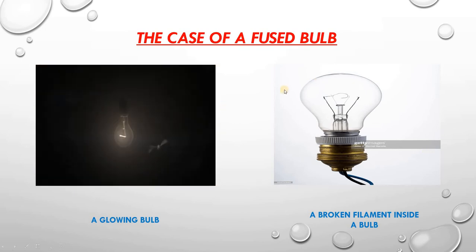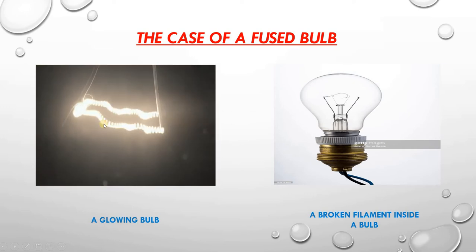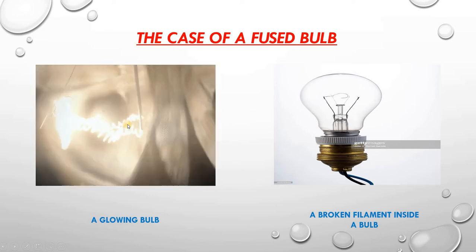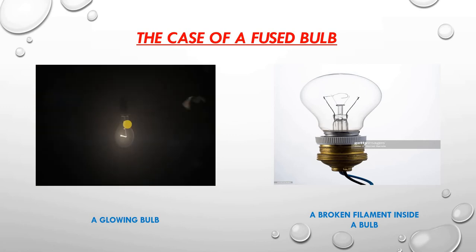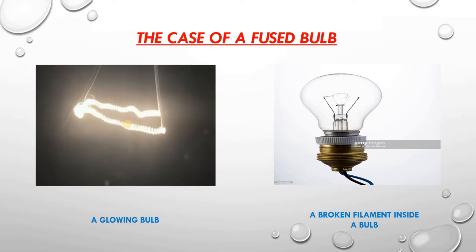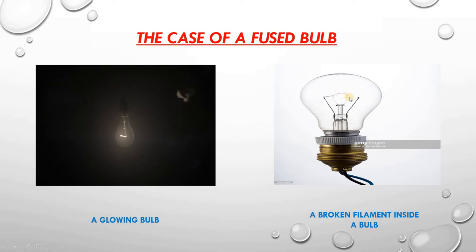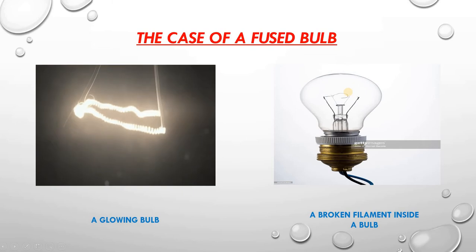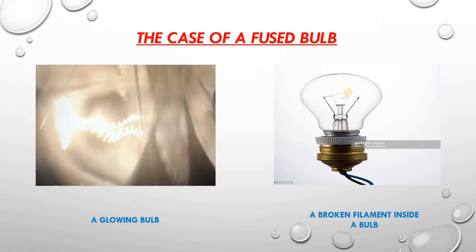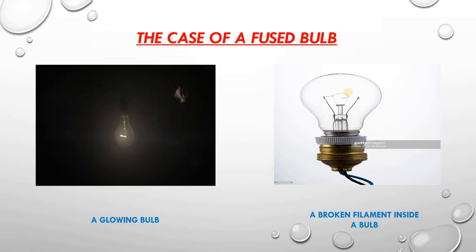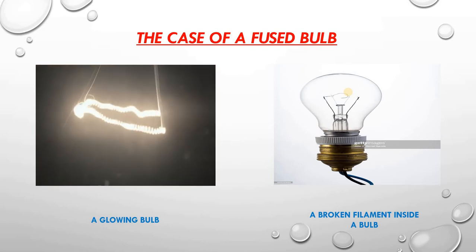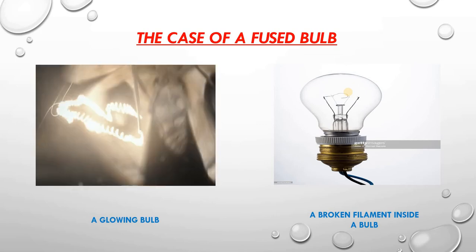So this is actually the filament, here you see, and it glows. As I said, this is a thin tungsten wire. So when the filament of the bulb gets broken, then the bulb is said to be fused. Here you see the filament is broken. So in this case, the bulb is fused. A bulb may fuse due to normal wear and tear of the filament or when too much electricity passes through it suddenly. It cannot accept the load and sometimes the filament gets broken.